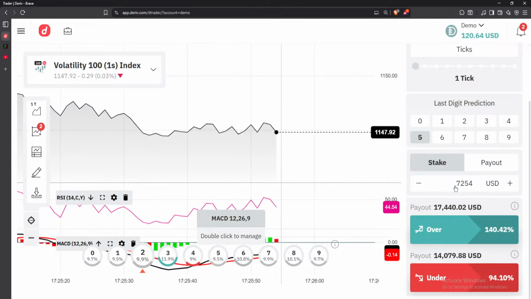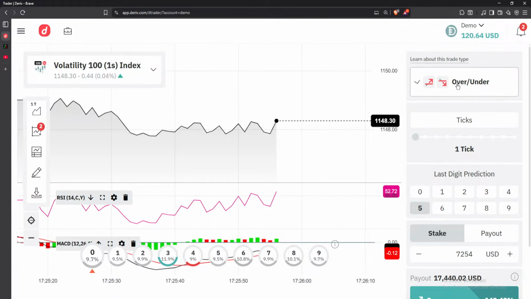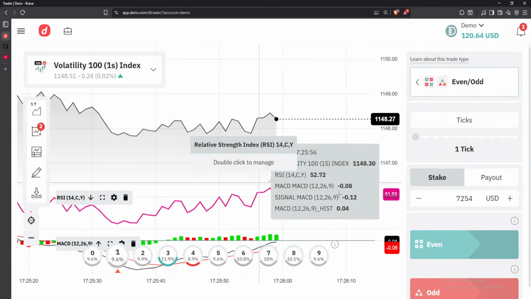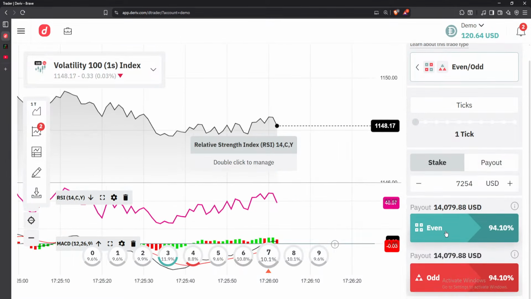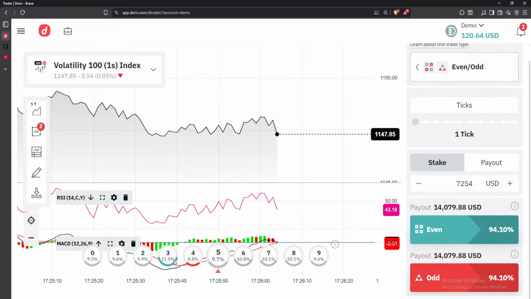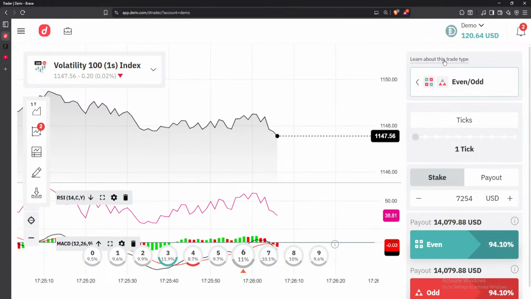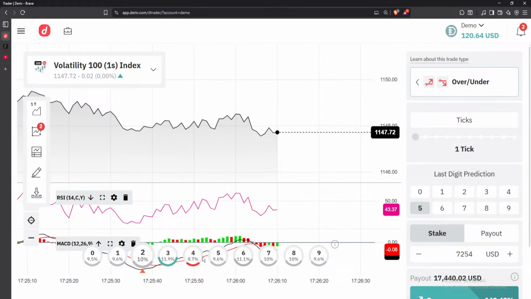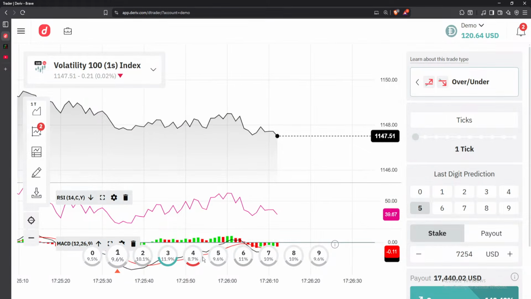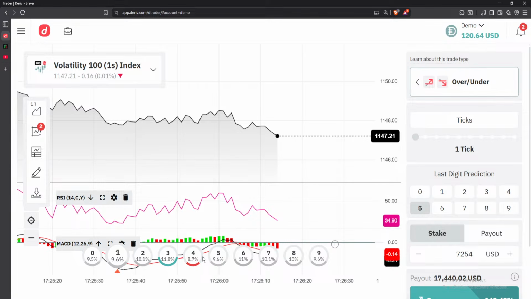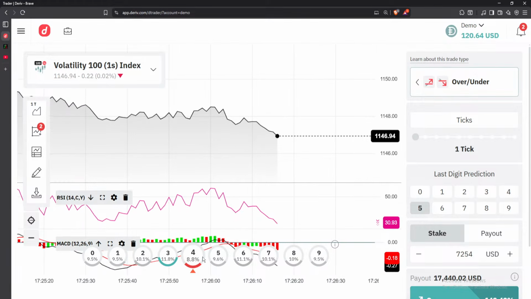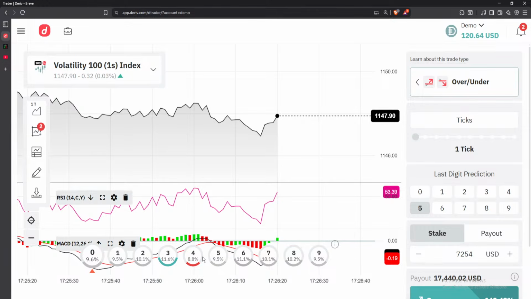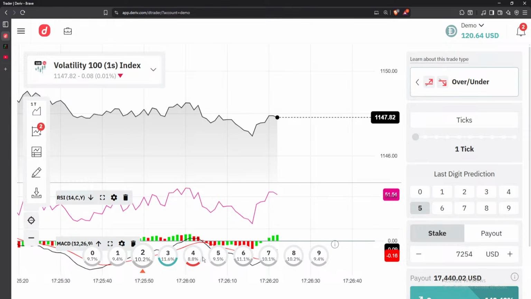Over under and even odd are very similar, extremely similar. If I select even odd, let me show you. As you can see, the buttons are the same, the digit circles and the percentages are the same. If I come to over under and scroll, the percentages are the same. Everything is the same. So you might end up trading even odd thinking you're trading over under. Always be very cautious when it comes to that.